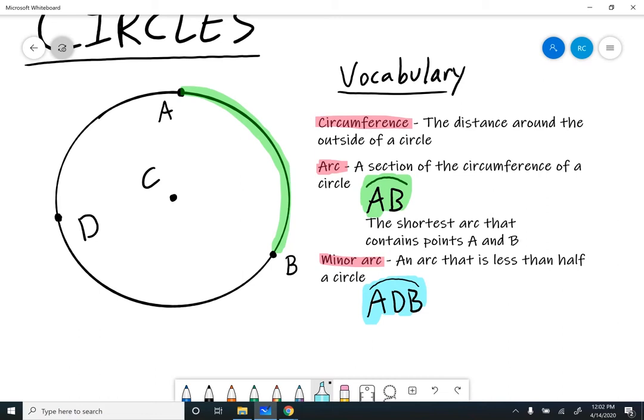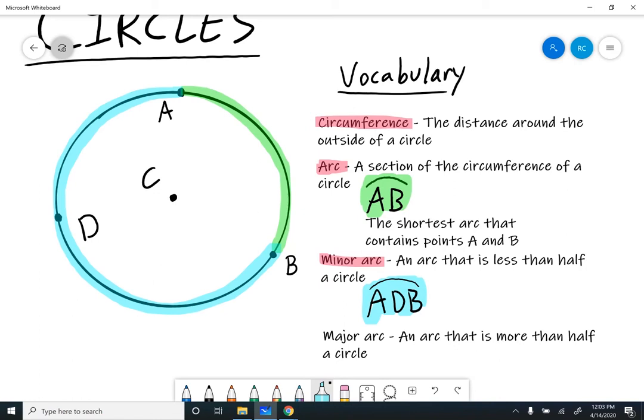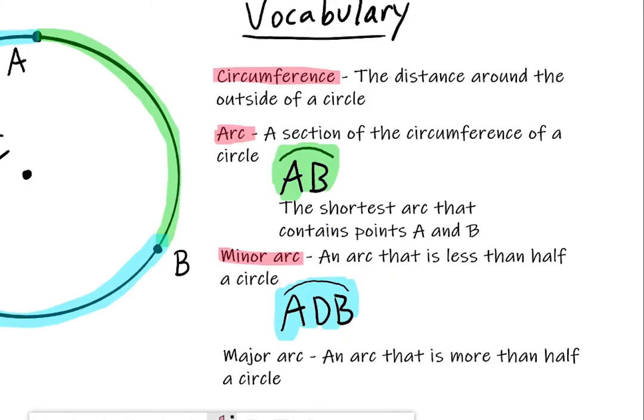And that would still denote the shortest arc that contains points A and D and B, so I have to go around the other way. It automatically means the major arc that goes from A to B, but through point D. So a major arc is an arc that is more than half a circle. And half a circle is a semicircle. You already know that.